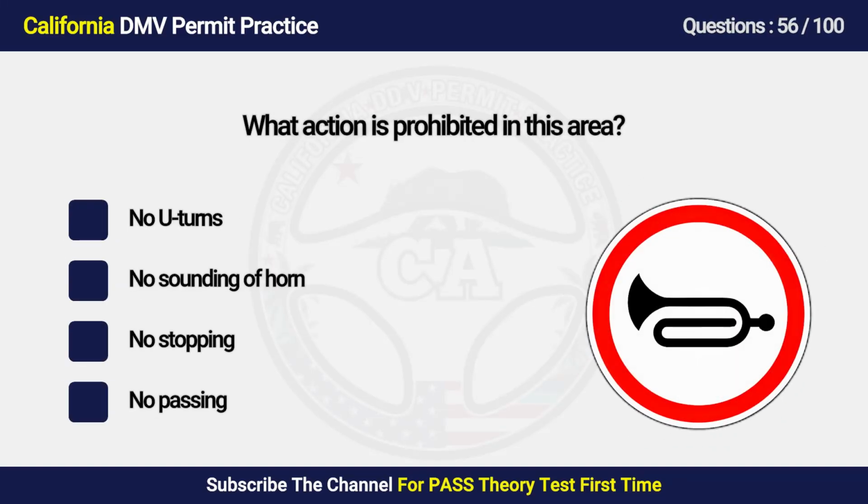Question 56. What action is prohibited in this area? A. No U-turns. B. No sounding of horns. C. No stopping. D. No passing.